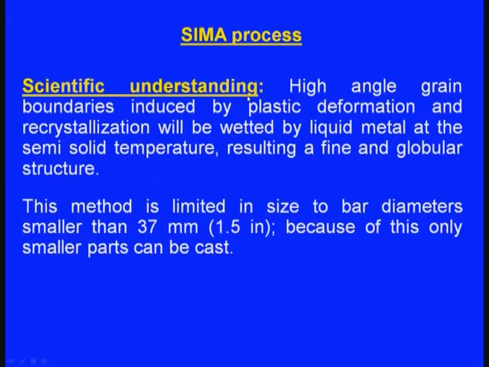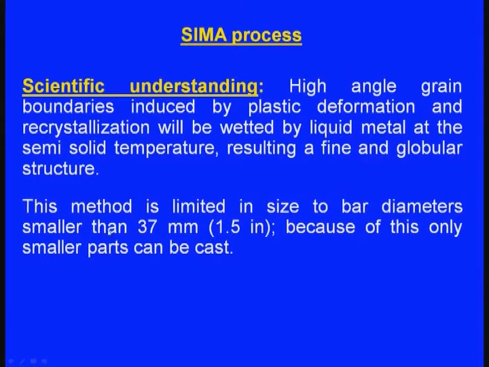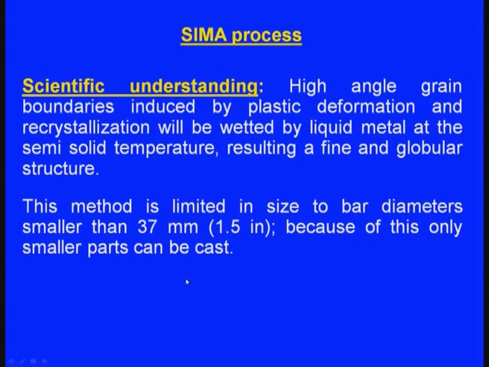Now, what is the scientific understanding? High angle grain boundaries induced by plastic deformation and recrystallization will be wetted by liquid metal at the semi-solid temperature, resulting in a fine and globular structure. So, this is the scientific principle behind the CIMA process. This method is limited in size to bar diameter smaller than 37 millimeters. Because of this, only smaller parts can be cast. So, that is the limitation of this process.